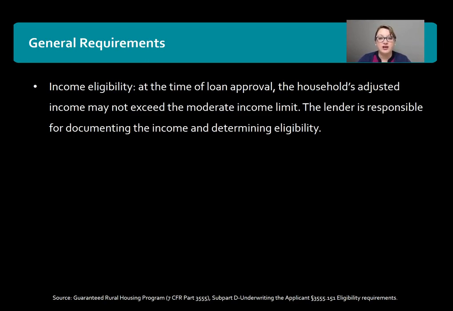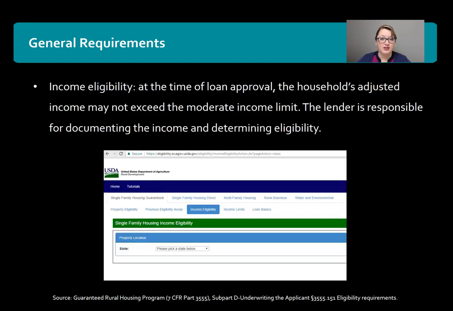So if you have a husband and a wife, and maybe the wife is not on the loan, they're still going to count her income in certain circumstances into the adjusted income. So very important.